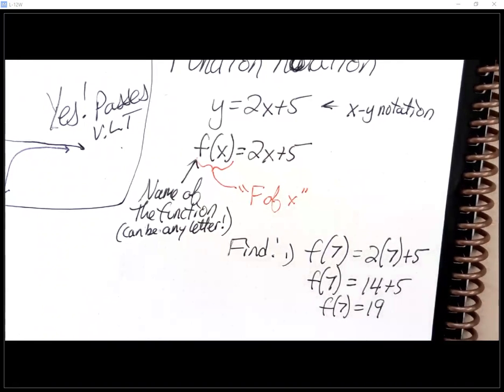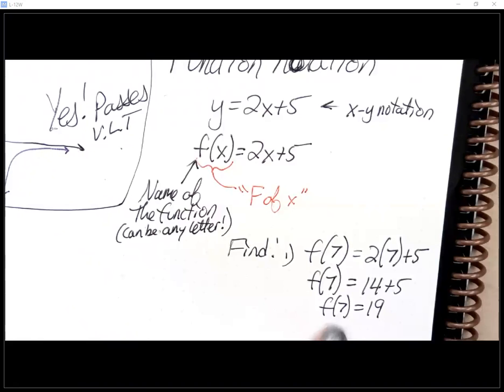So this means that the F function, when my input is 7, or my X value is 7, the output or Y value is going to be 19. That's what's going on here. Does that make sense? F is not a variable. It's just the name of this thing.